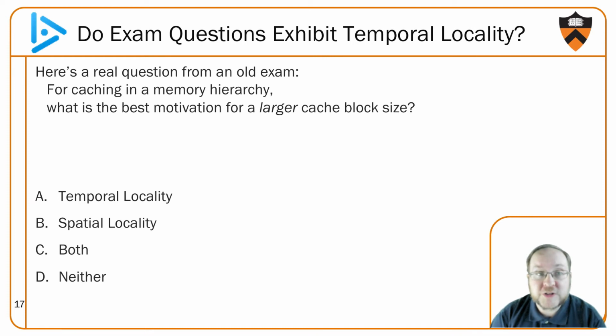So here's a real question from an old exam. For caching in a memory hierarchy, what is the best motivation for a larger cache block size? That is, why should we try to have larger block sizes? What might that benefit us? Take a moment, think it through, see if you can come up with whether this is temporal locality, spatial locality, both, or neither.